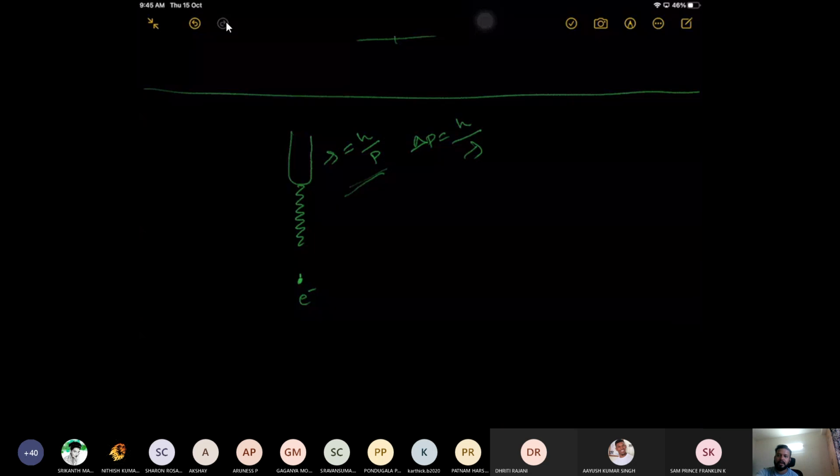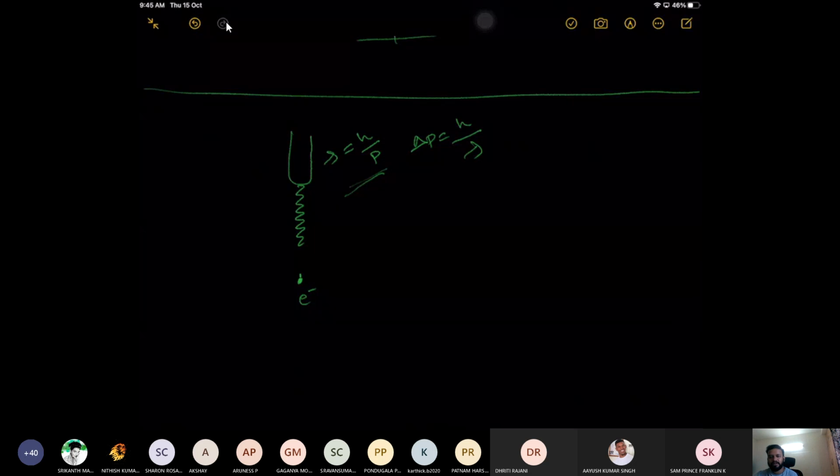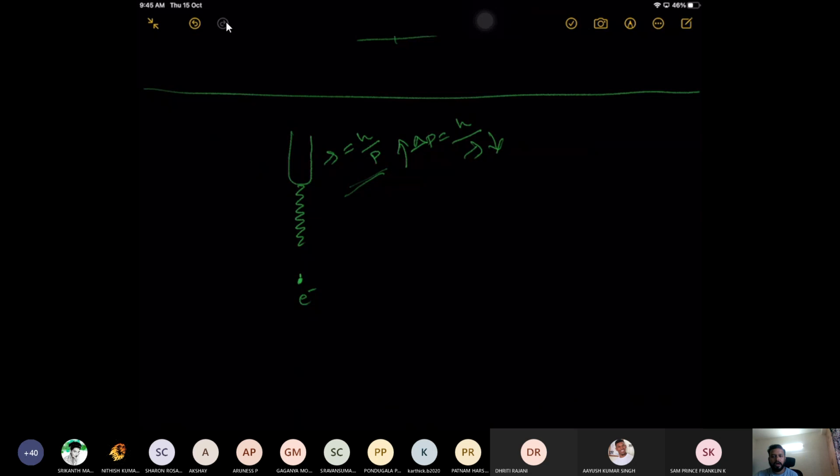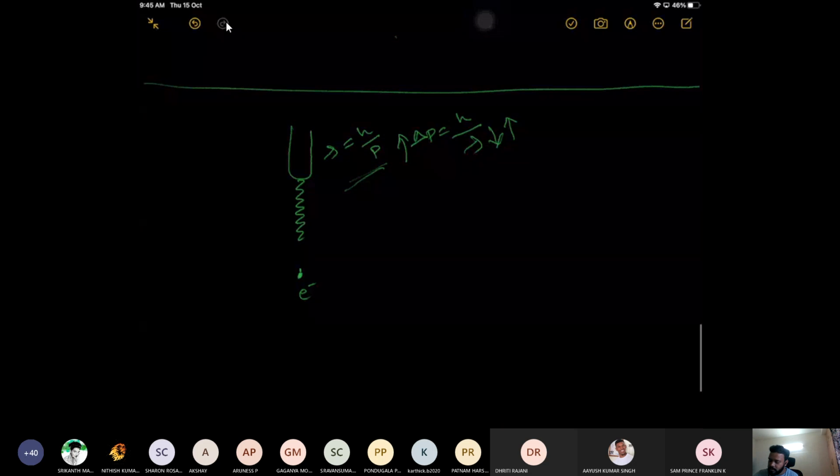There is a straightaway implication that we are having some uncertainty in the momentum, and that uncertainty in the momentum is related to the lambda like this. If you are using a lower lambda, which means low wavelength light, your uncertainty in the momentum will drastically increase. But if you use a larger wavelength, then you can achieve lower uncertainty in the momentum.